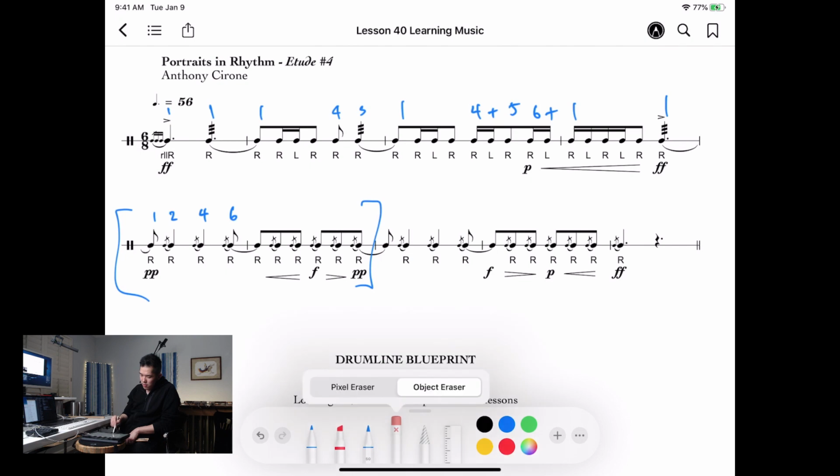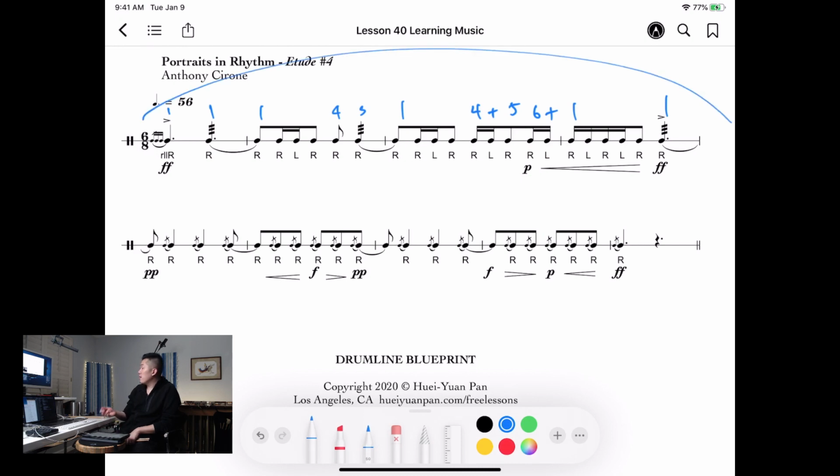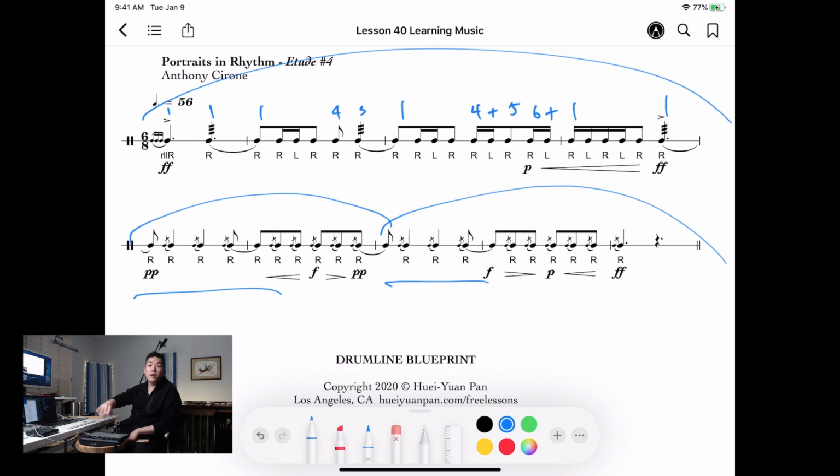And then in a broader scheme, let me erase all this, right? In a broader scheme, what I see here is that this is one long phrase, this first line. And then down here we have two smaller phrases, right? Because this phrase and this phrase are the same, and then the reverse. Right? So now you've memorized it because you took a second to analyze what's going on.